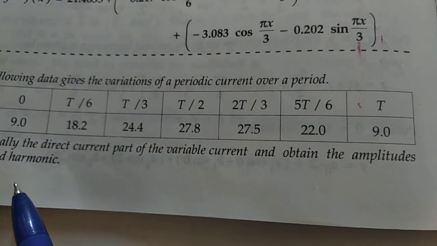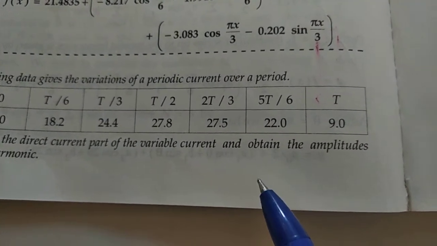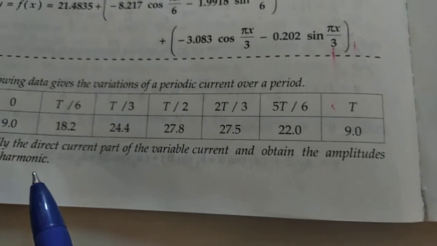So the question is: find numerically the direct current part of the variable current and obtain the amplitude of the second harmonic.